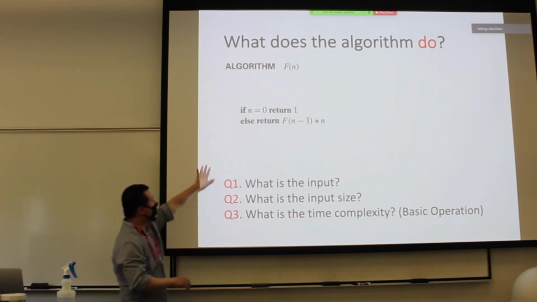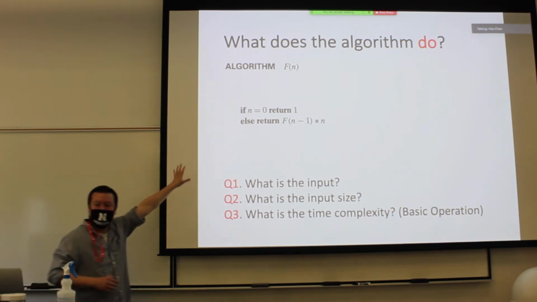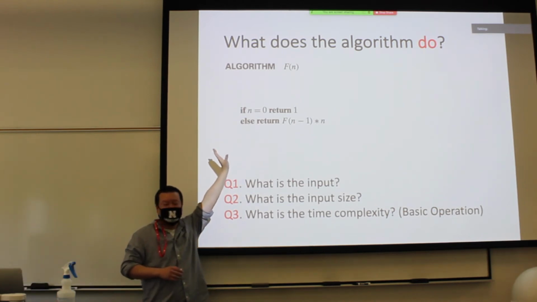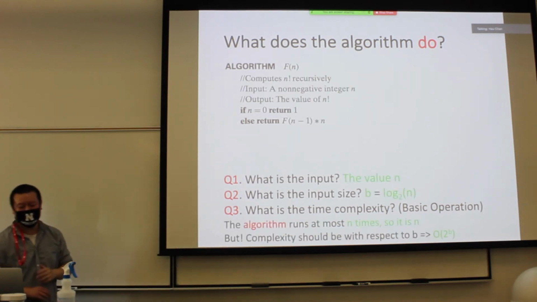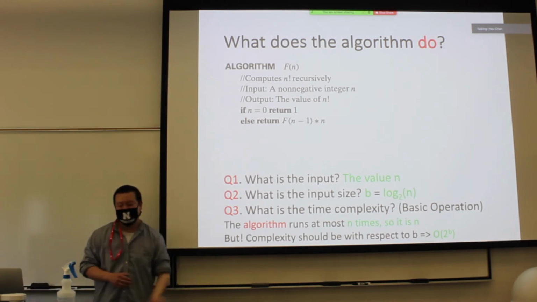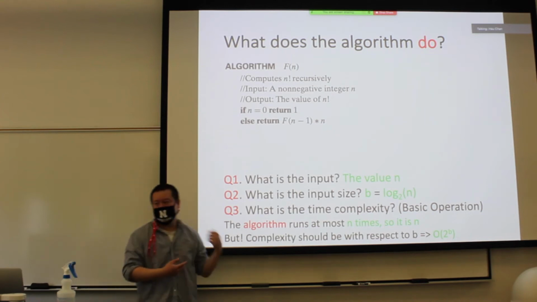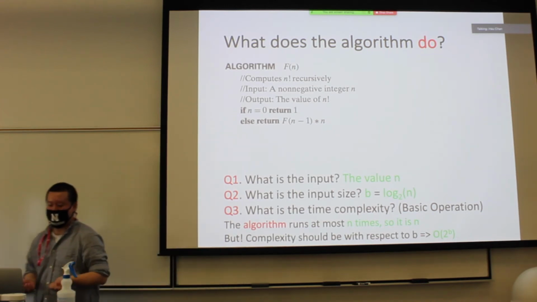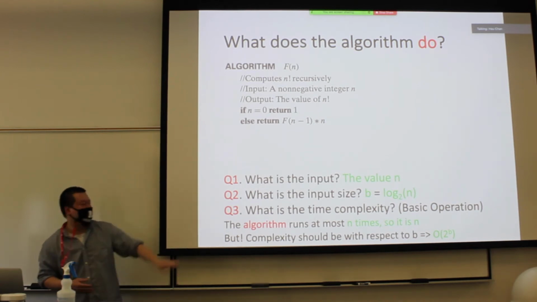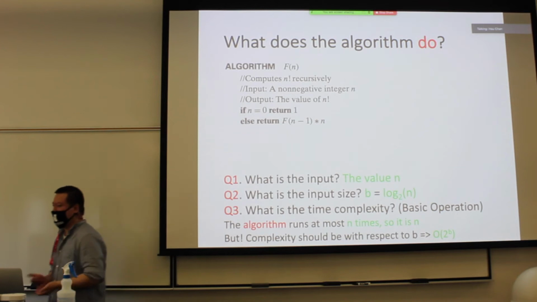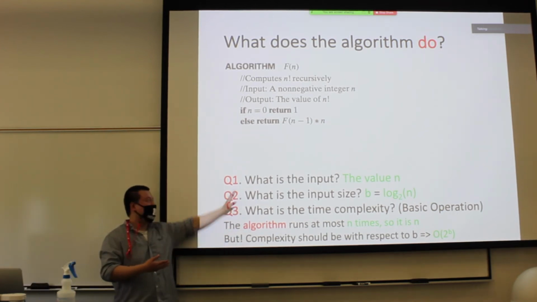So we talked about this algorithm. Do you guys remember what this is? Which is factorial, something that you've done before. We say that the input is the value of n. The input size is the number of bits we need to represent the particular value n. Then we look at the complexity and we say it's n, but in reality it's big O of 2 to the b, because we need b as the number of bits to represent the input size.